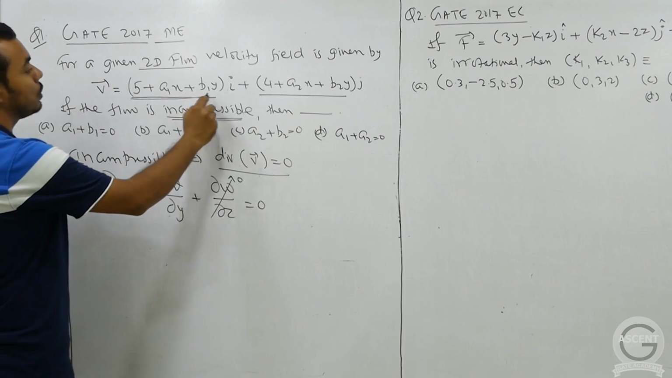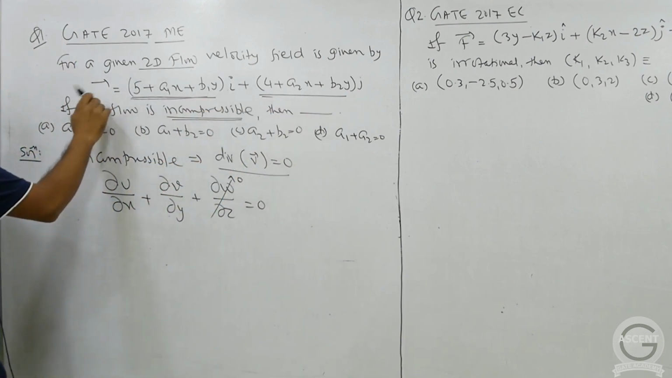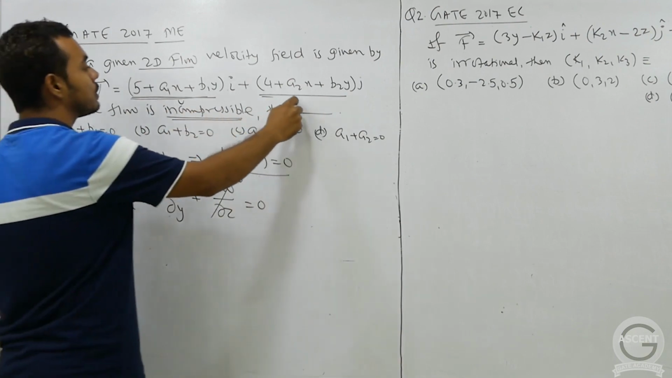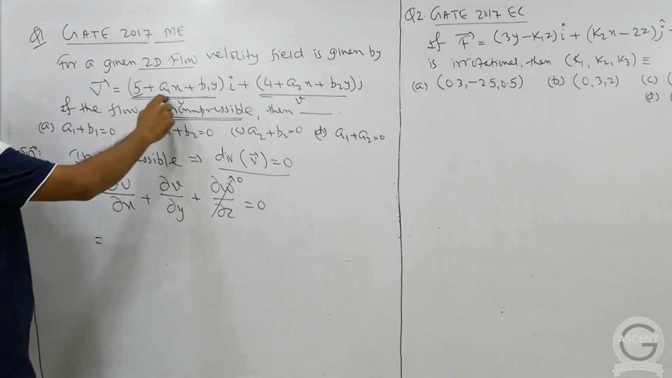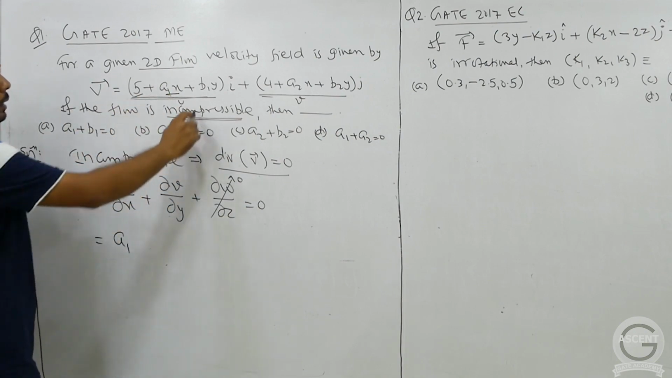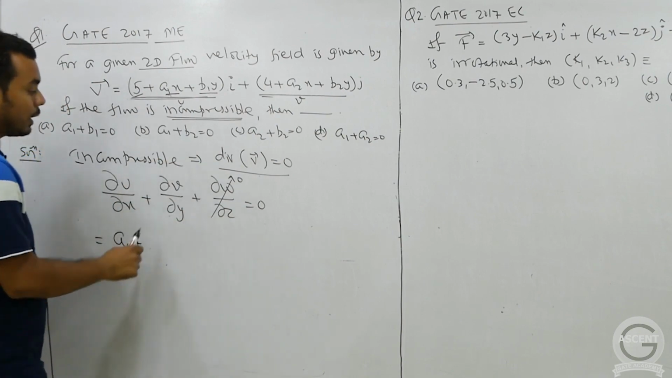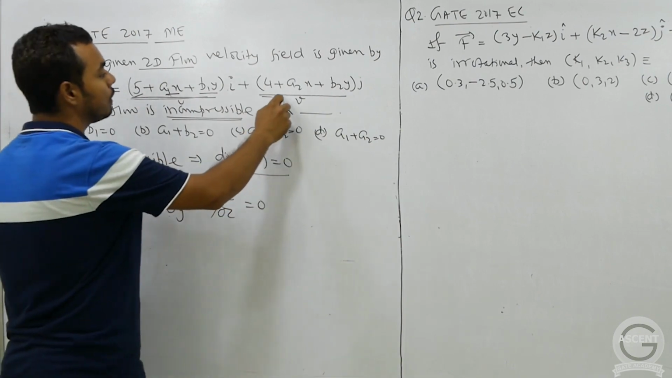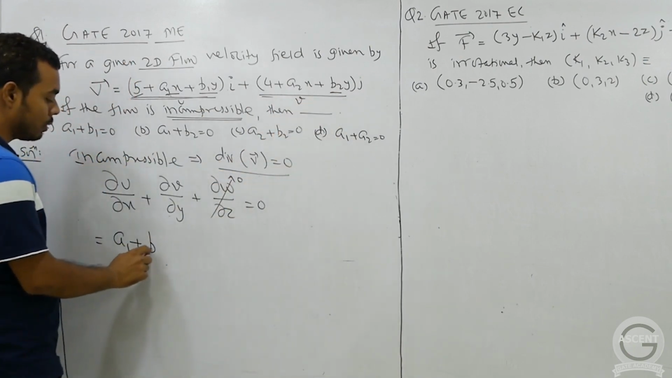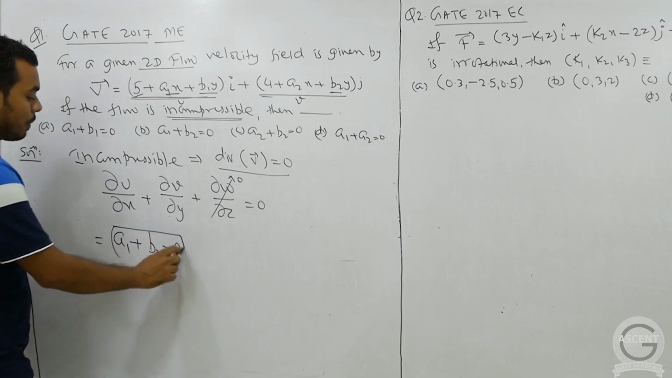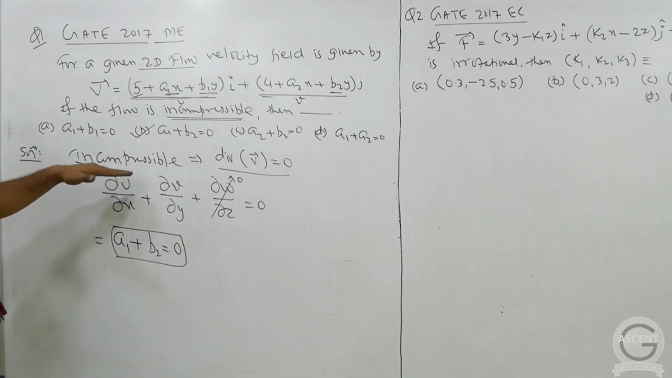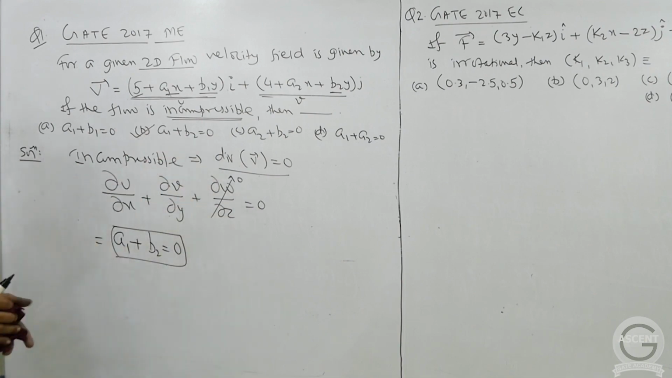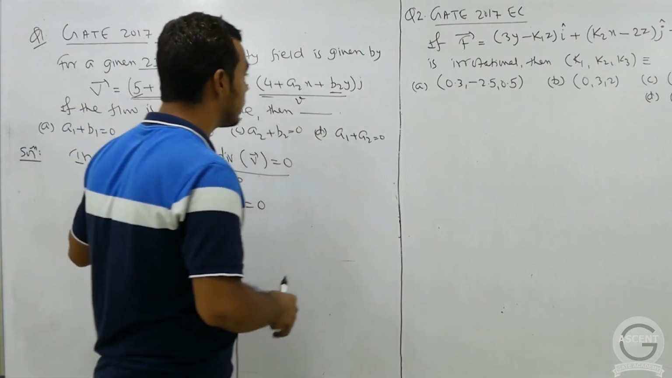So this is your u and this is v. This one will be a small u and this is small v. So derivative of u with respect to x will give us a1, since a1 is constant, plus derivative of v with respect to y. If you differentiate v with respect to y, you will get b2. So a1 plus b2 will be 0. So the correct answer will be option B. This was a very simple problem once you know the meaning of this word incompressible. Incompressible means constant density, which means divergence of velocity has to be 0. So the correct answer will be option B.